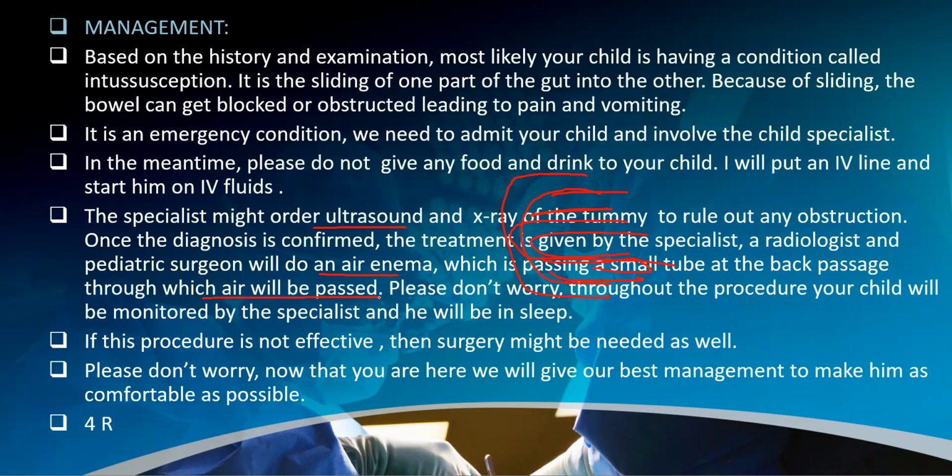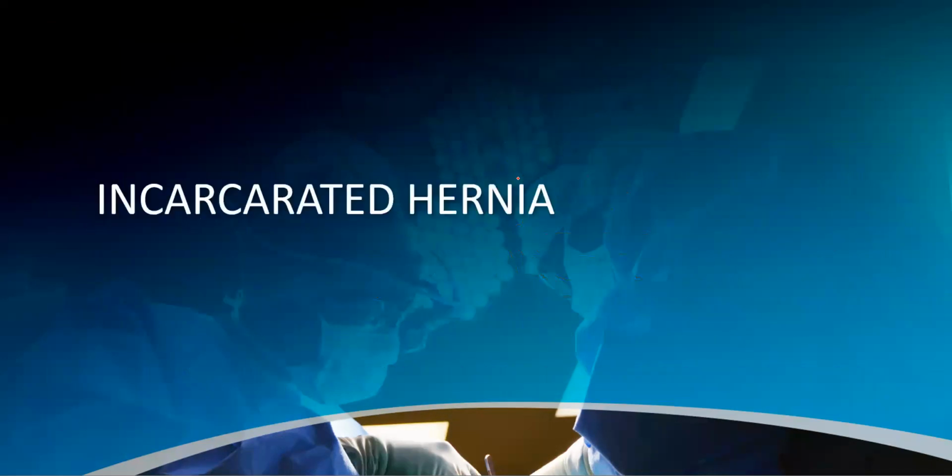In any of the acute surgical emergencies, management is pretty much the same. So you admit the child, you involve the senior and the child specialist. In the meantime, you ask the mother not to give any food or drink, and you put in an IV line. Sometimes we do ultrasound to rule out or confirm the diagnosis, and then further management can be surgery. In intussusception, usually we do air enema. So in this way, we will manage. All the surgical emergencies are pretty much the same. Clear, guys? Any question?